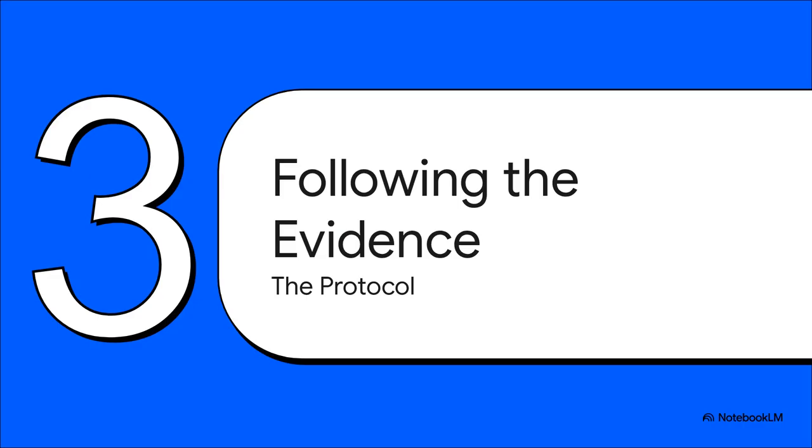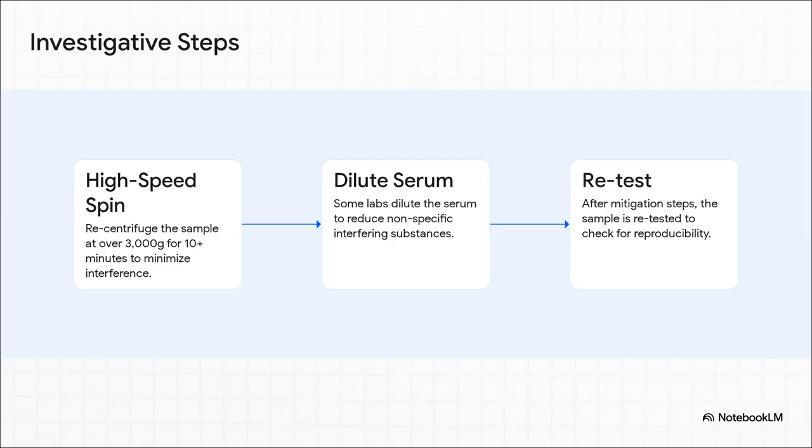Okay, so they have a suspect. Now what? Well, now it's time to interrogate the evidence. The lab has a specific protocol they follow to prove or disprove if the gel is the real culprit here. And it's a really systematic process. Step 1, they check: was a gel tube even used?